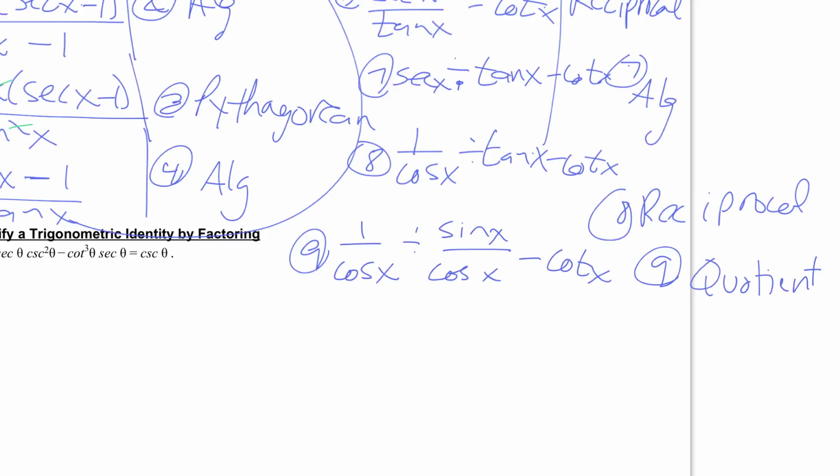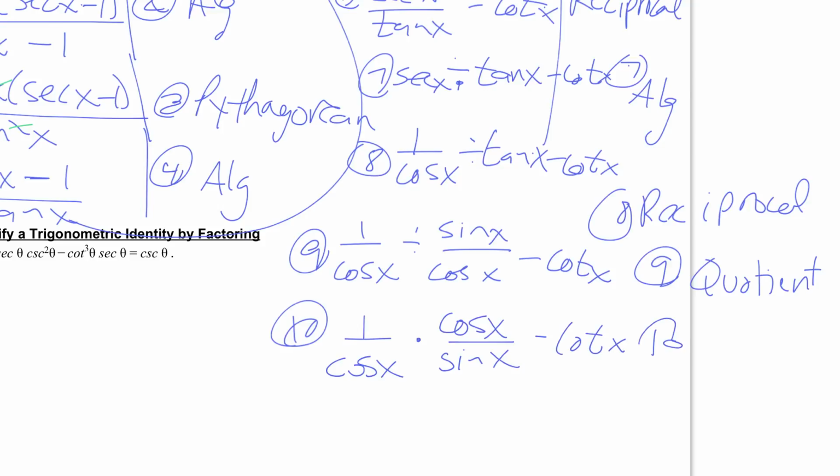Then I can go and look at step number 10. And I'm going to change my division to multiplication. So I have 1 over cosine of x times cosine x over sine of x minus cotangent of x. And step 10 here was just algebra.